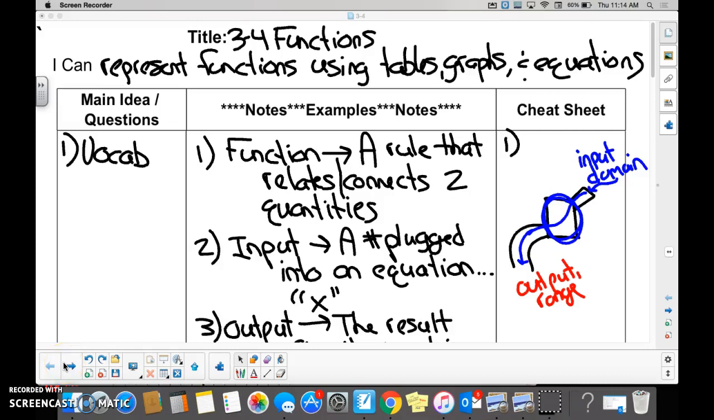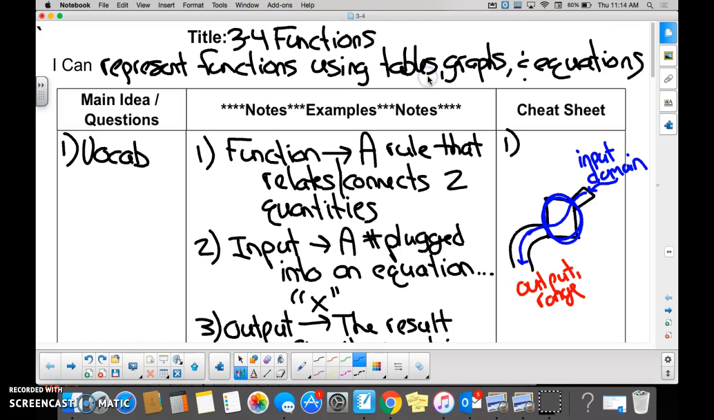3-4 functions. I can represent functions using tables, graphs, and equations. All right, so you guys, question. Could we determine a function based on a table? Yes. Remember input-output tables, right? Could we determine a function based upon a graph? Yes. Vertical line test, right? Could we determine a function based on an equation? Yes. Yes, we had to either make a table or draw the graph, right?